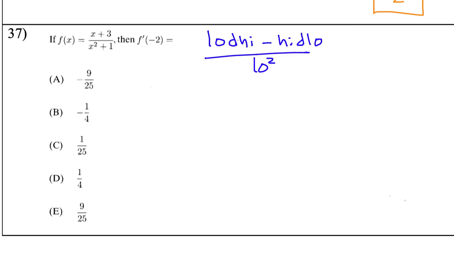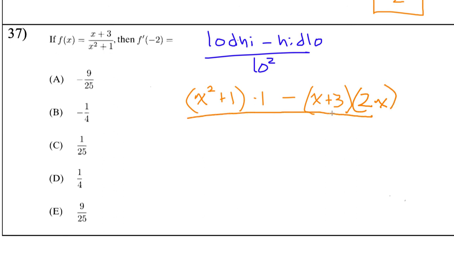Low. Low is x squared plus 1. There it is. And then D high, the derivative of the top, that's just 1. So I'll say times 1. Minus high. High is this x plus 3. That quantity times the derivative of low, the derivative of the bottom, the derivative of the denominator. That's going to be 2x. And that's all going to be divided by the bottom squared. So x squared plus 1 quantity squared.